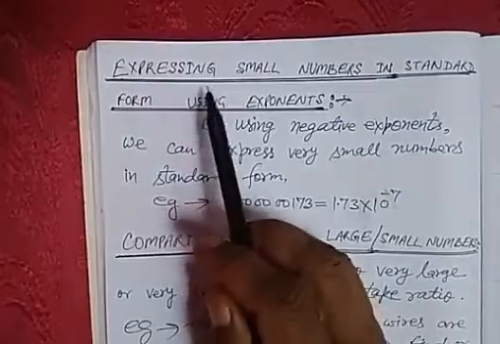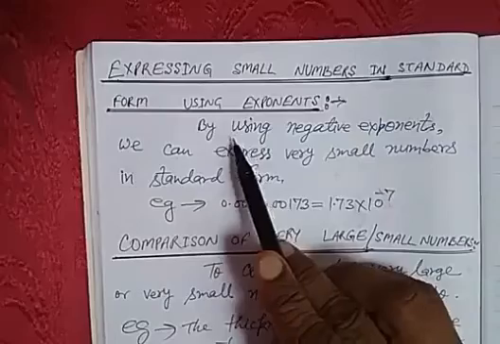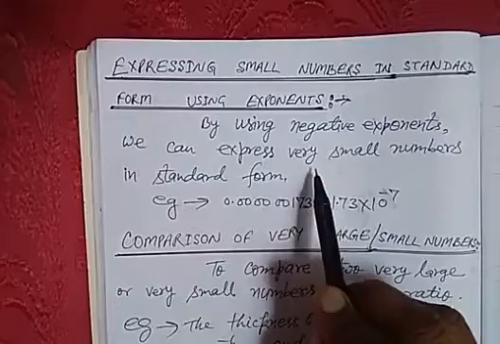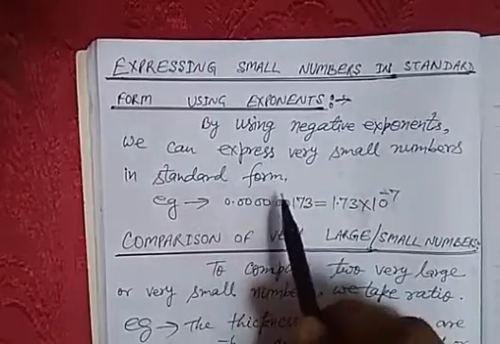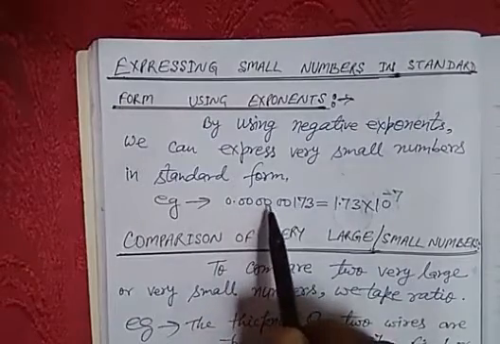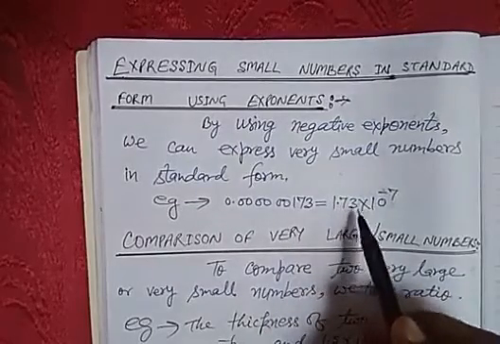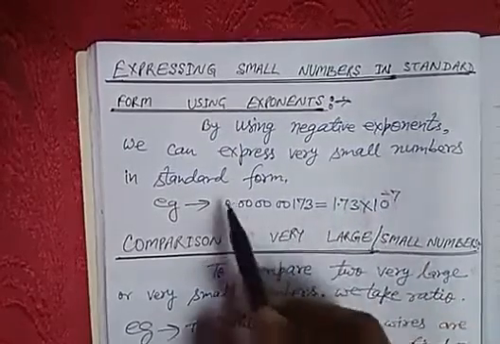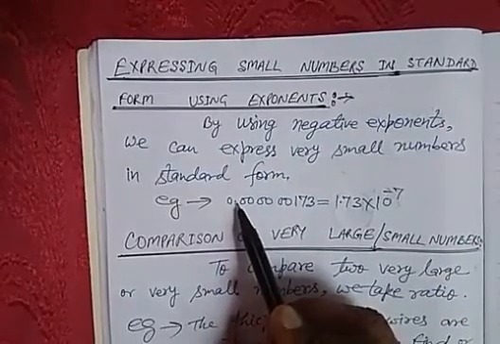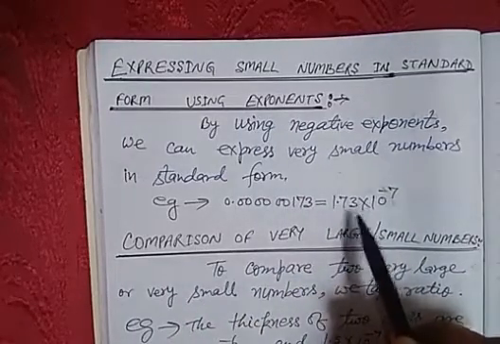First, expressing small numbers in standard form using exponents. By using negative exponents, we can express very small numbers in standard form. For example, 0.0000000173 is equal to 1.73 into 10 to the power minus 7. When we shift the decimal point to the right side, we take a negative exponent.